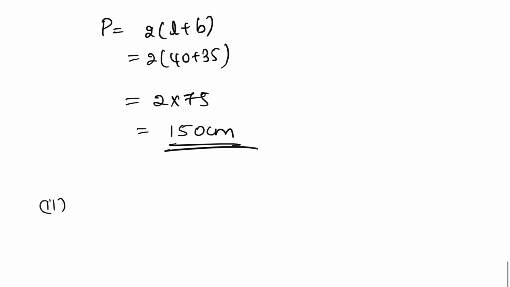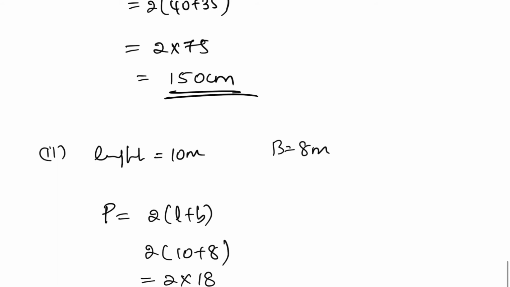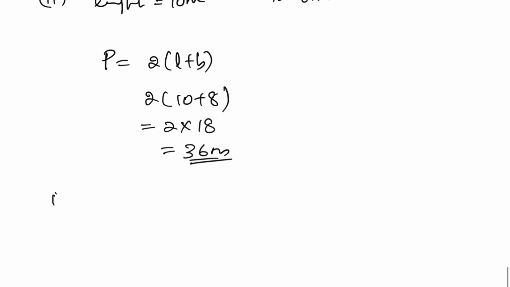Coming to the second question, length is equal to 10 meter, breadth is equal to 8 meter. So perimeter is 2 times (L plus B), 2 times (10 plus 8), equal to 2 times 18, equal to 36 meters.